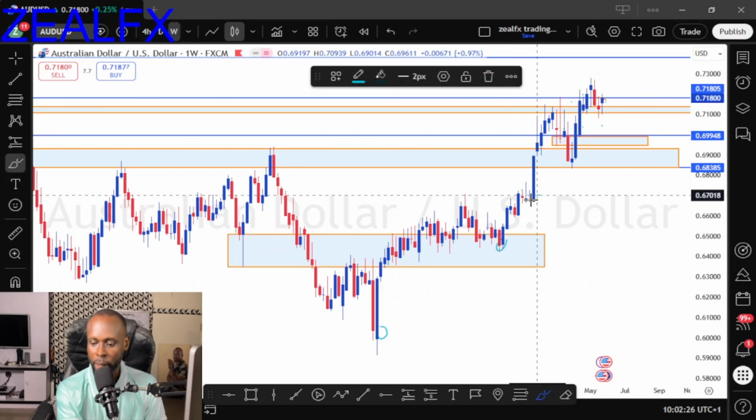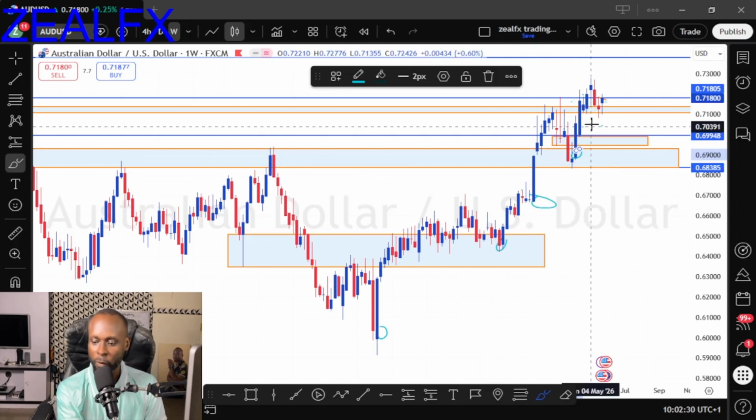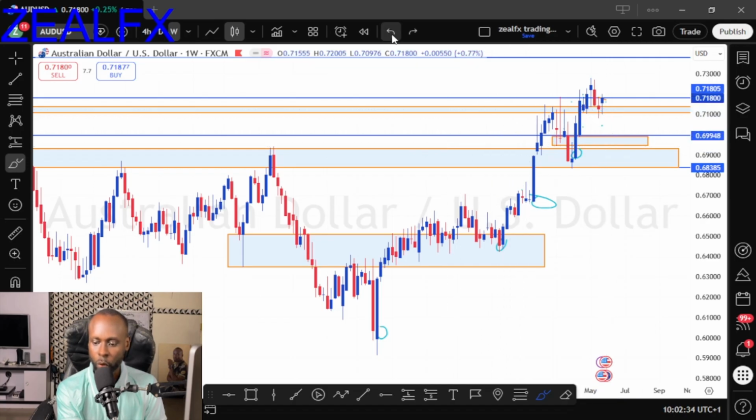higher low, then higher low. This series of higher lows indicates strong bullish momentum for the Australia USD. So long as we have this strong bullish momentum, we are expecting more of the buying opportunity on the Australia USD.